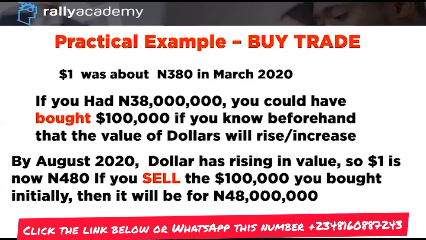So what's the profit that you have made on this transaction? From 38 million all the way to 48 million, you have made a profit of 10 million naira, because you made a profit of 100 naira per unit of dollar. Multiply by 100,000, you are going to come up with 10 million naira as your profit. All right, so this is the practical example.